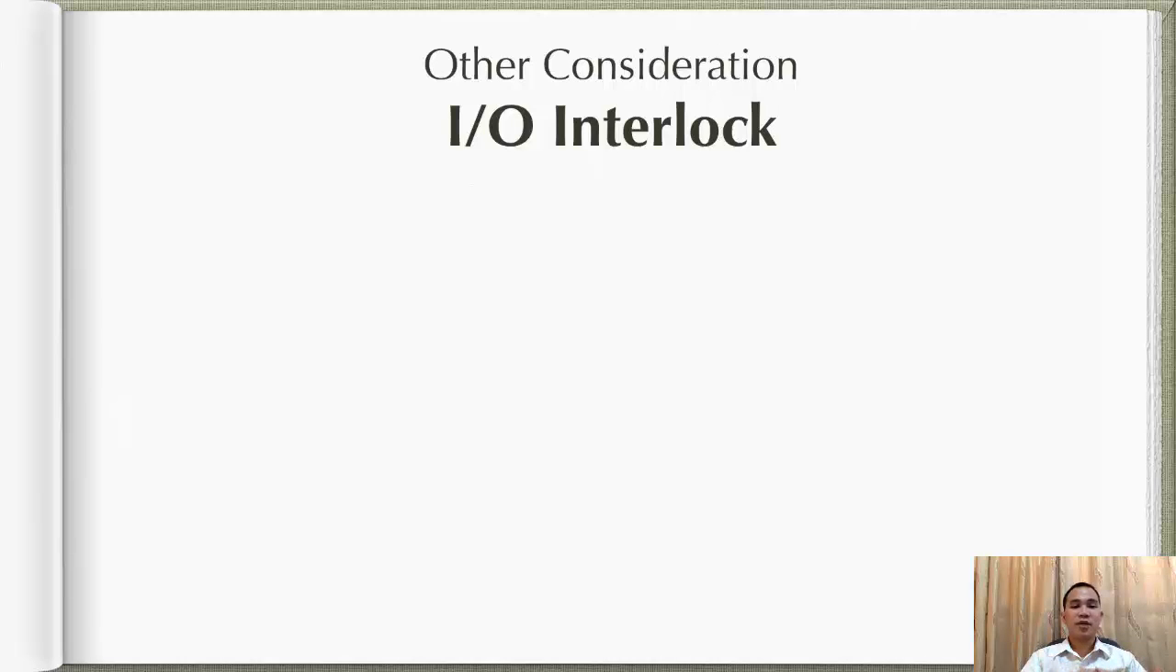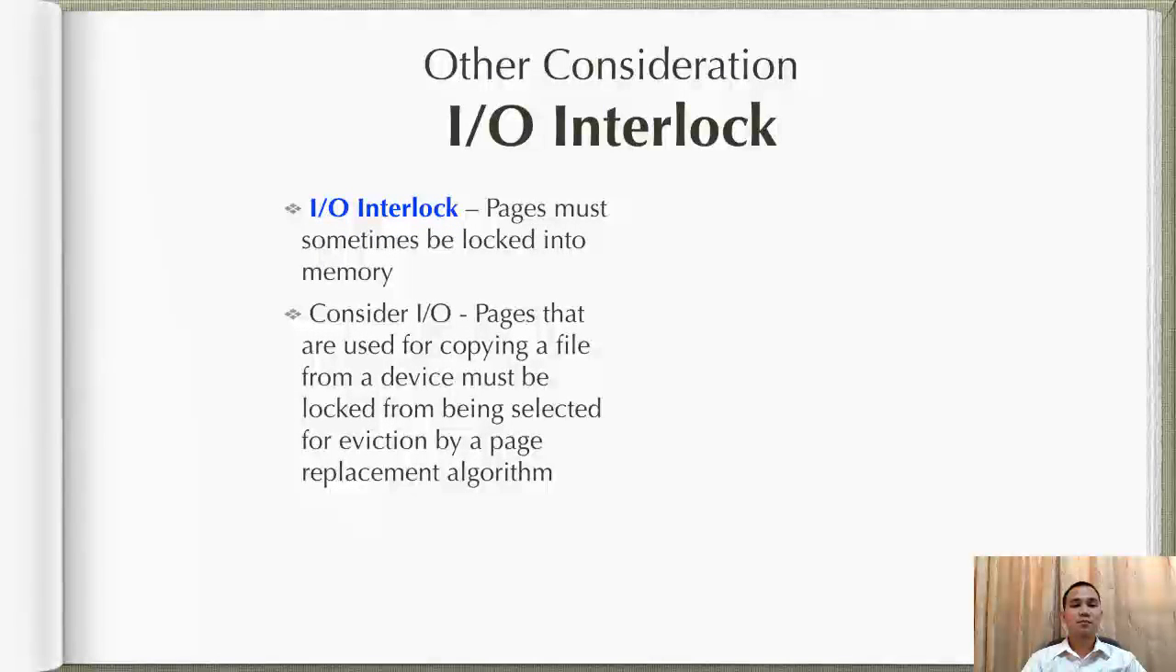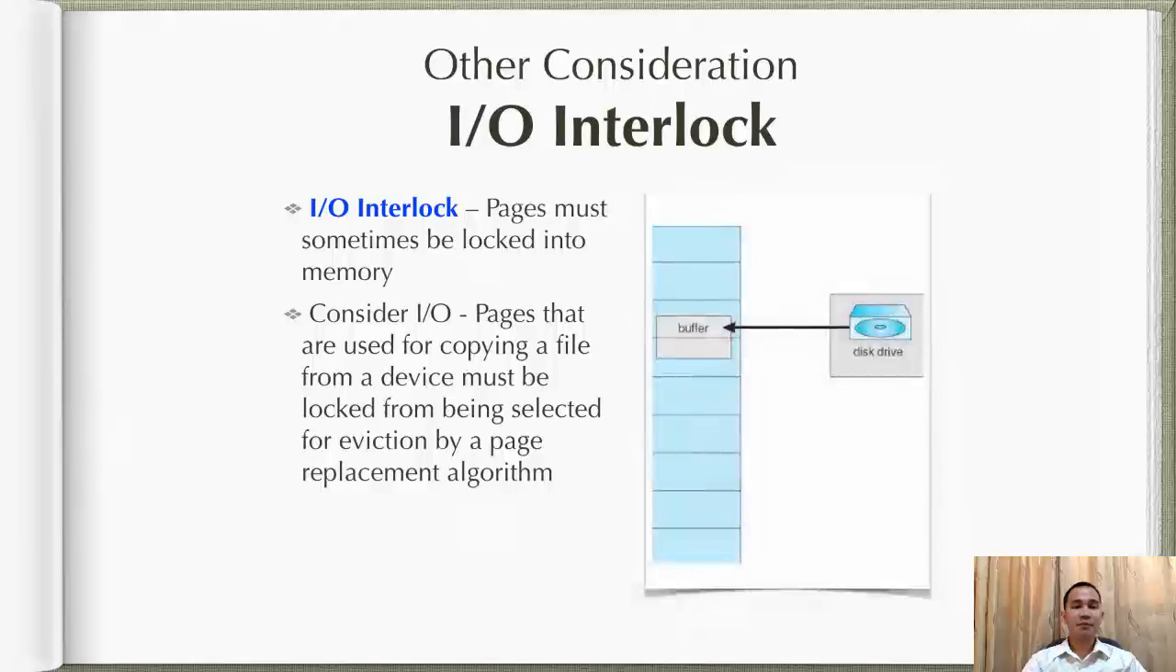The last consideration is the I/O interlock. With I/O interlock, pages must sometimes be locked into memory. For example, a controller for a USB storage is generally given the number of bytes to transfer and a memory address for the buffer. That's what the figure is about. And when the transfer is complete, the CPU is interrupted.